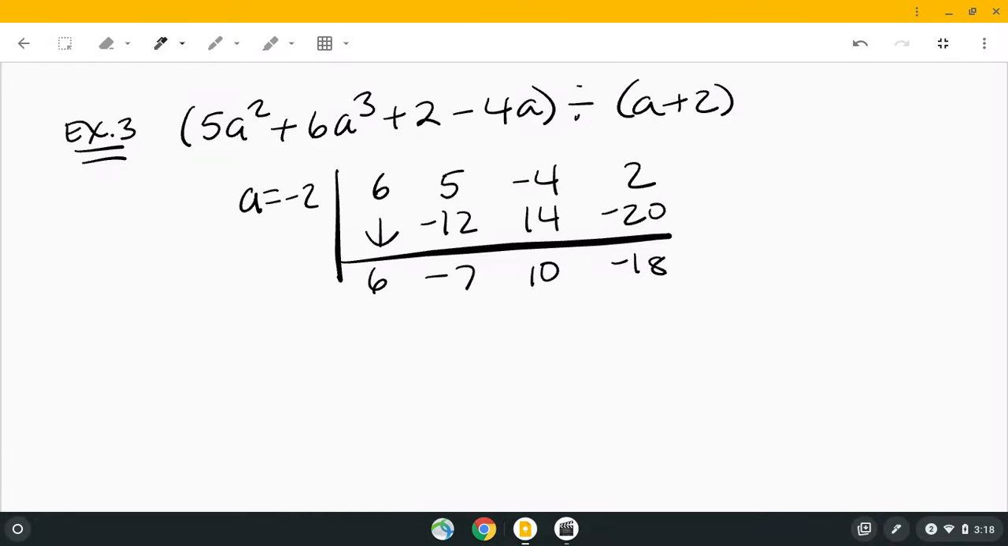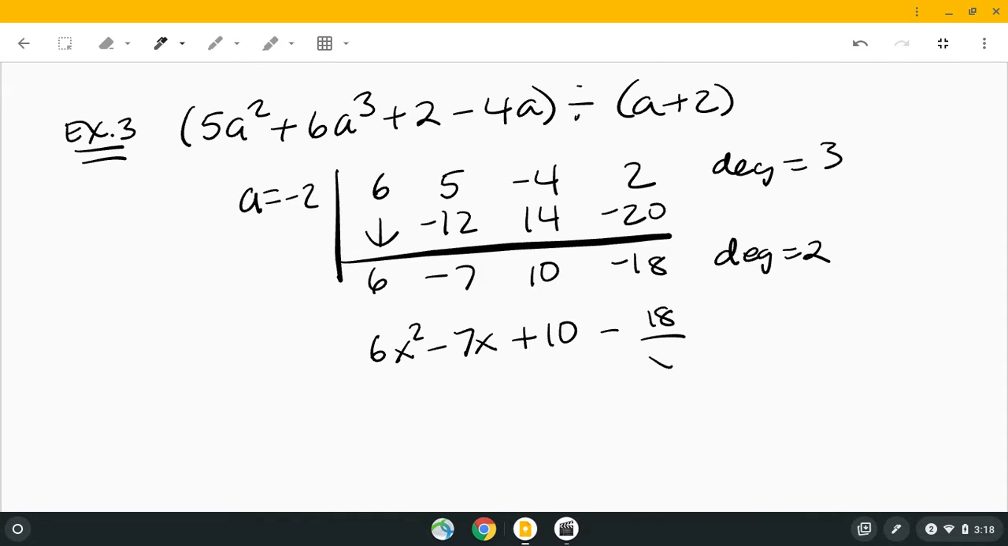So this is a degree 3. So this will be degree 2. So this will be 6x squared minus 7x plus 10. And then this is our remainder. So minus 18 over, oops, it's actually a's. I changed the variable. So a plus 2.